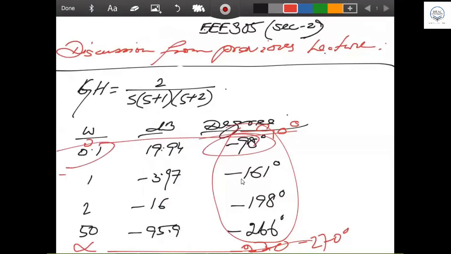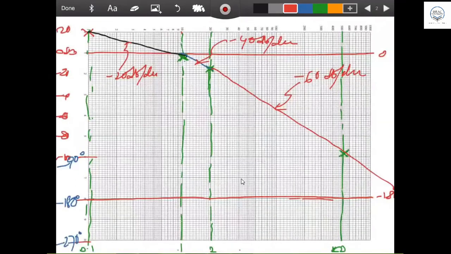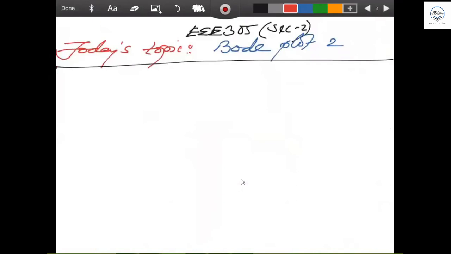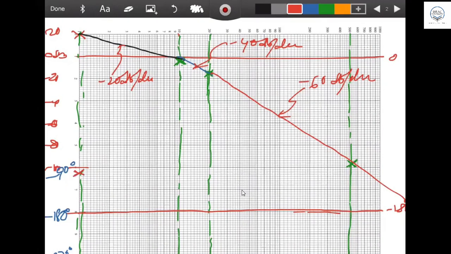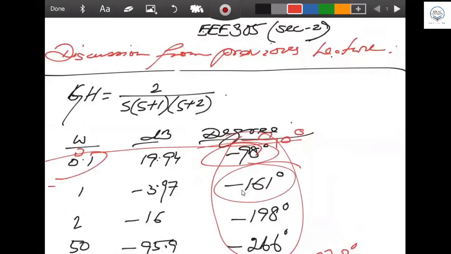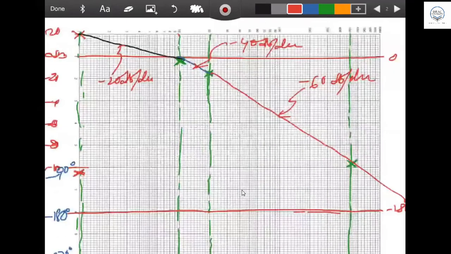So if you can plot minus 98 here, I have started today's class actually, that Bode plot, we are going to go, that means the phase angle curve we are going to draw. So minus 98 is somewhere here, you can just approximate. This is not hard and fast, just 98 is somewhere here, you can draw the point. Then the next point is coming here as minus 161, approximately 160.